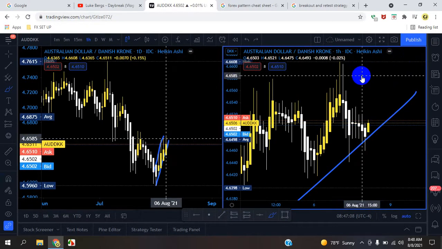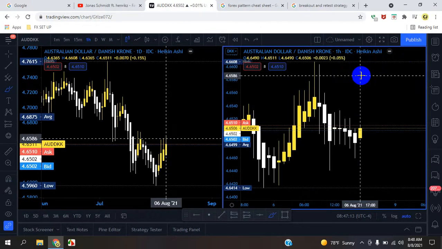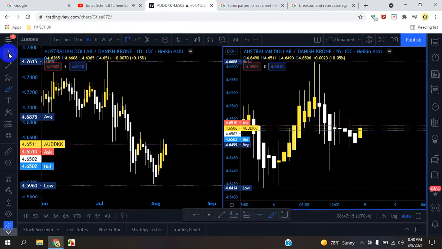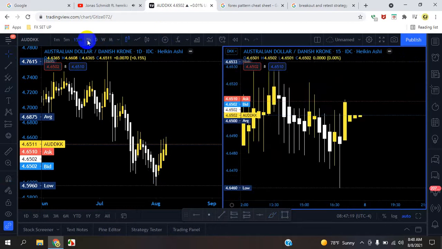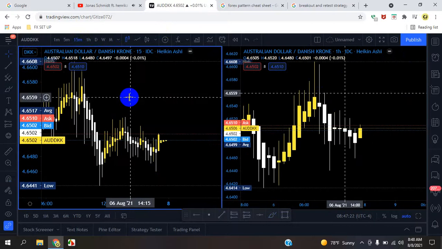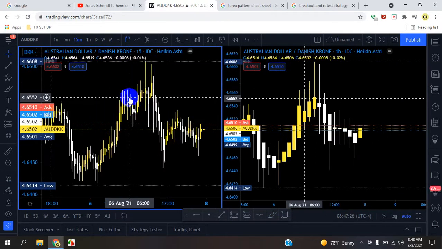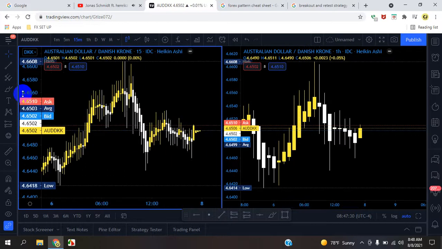Let's clear the screen. There's some of these markups. Let's go down the time frame. Let's check out the 15 minutes. Okay, after that last push up, let's see what we see.